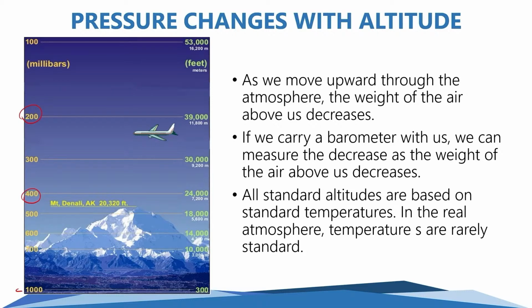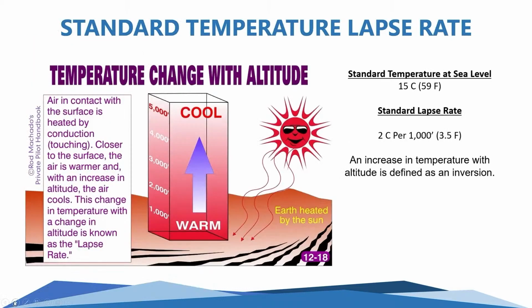So all standard altitudes are based on standard temperatures, and in the real world, they're rarely going to be standard. Our standard temperature is 15 degrees Celsius, as I said before, and our standard pressure is 29.92 inches of mercury. The reality is that every day you wake up, it's never going to be 15 degrees Celsius, which is the equivalent of 59 degrees Fahrenheit. It never happens to be standard.